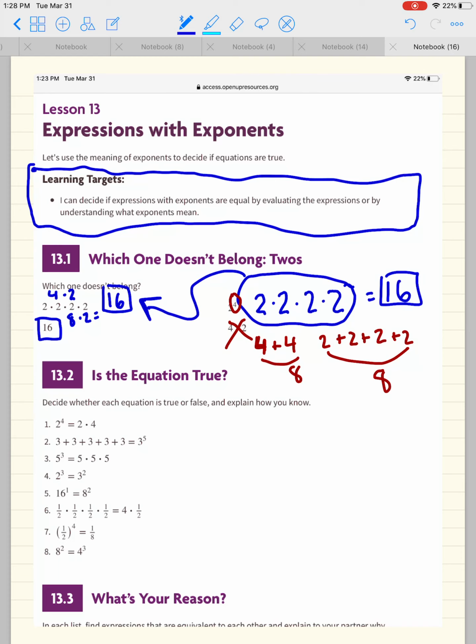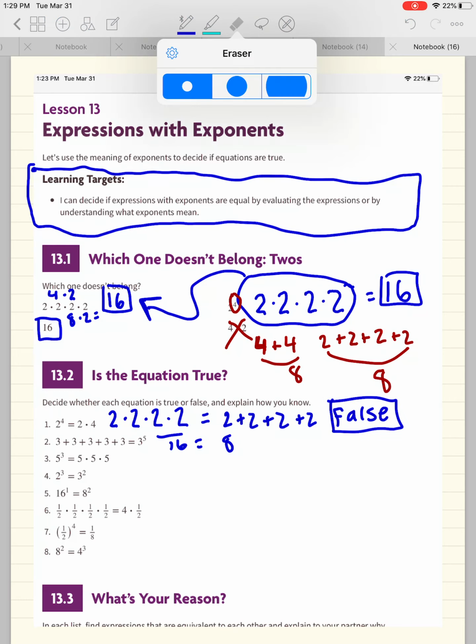So 2 to the 4th power is equal to 2 times 2 times 2 times 2. And 2 times 4 is equal to 2 plus 2 plus 2 plus 2. So this side is going to equal 16, and this side is going to equal 8. And so they are not equal. So for number 1, it's going to be false. Okay.